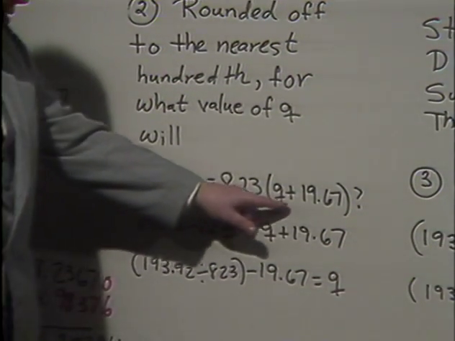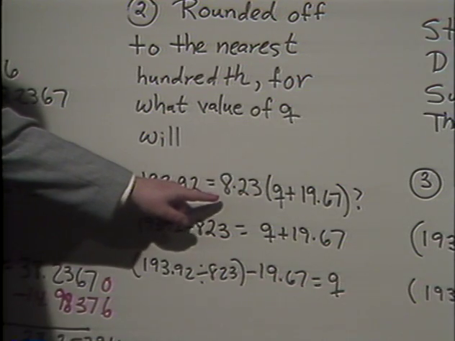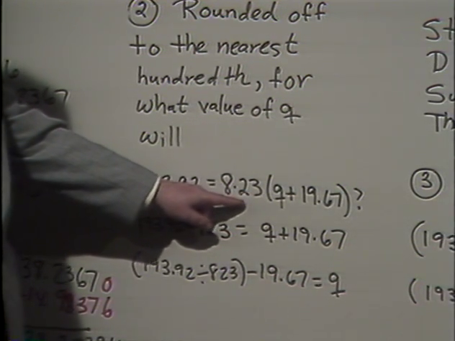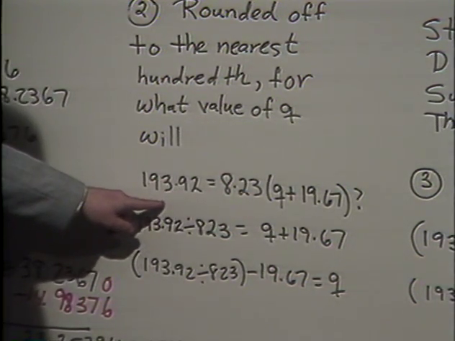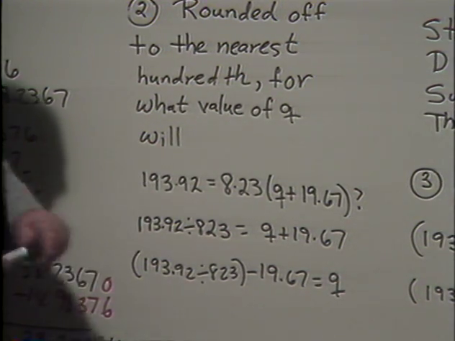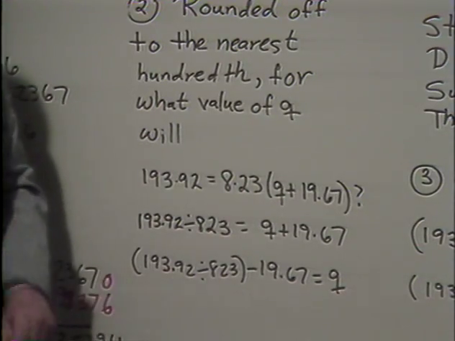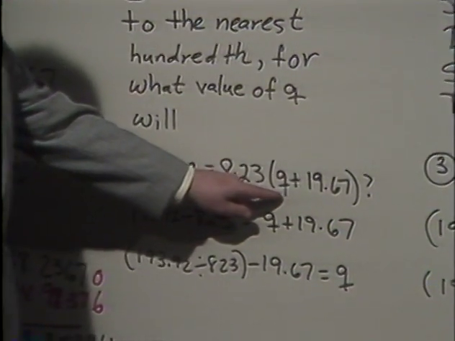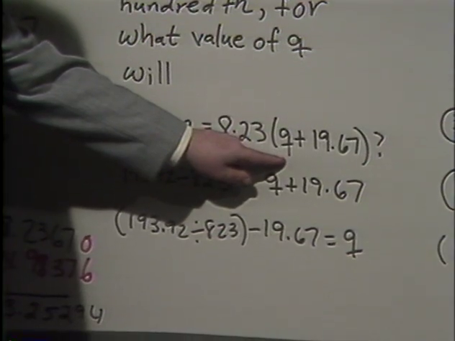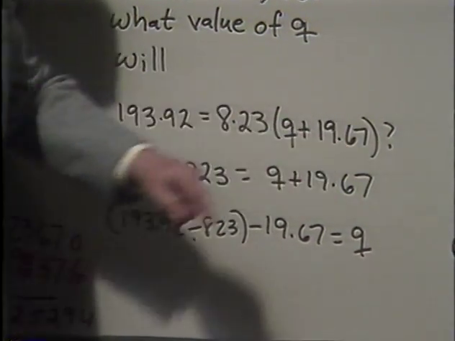In fact, I will write this out in words later, but for the time being, let's see if you can see how to read this. How would you put this into words? You look for the variable, the unknown. That's q. It's inside the parentheses. Whatever's inside the parentheses is done first. So you say, start with q, add 19.67.